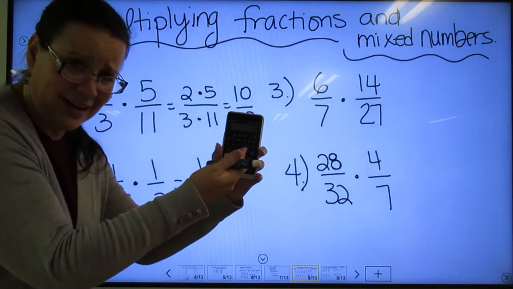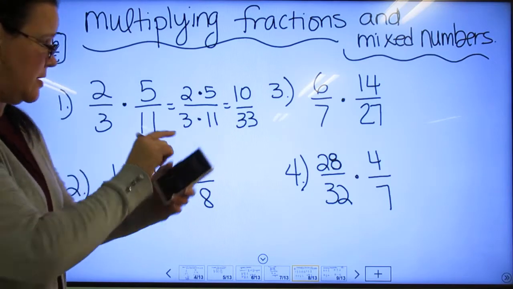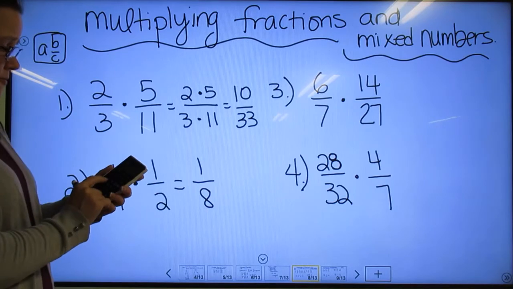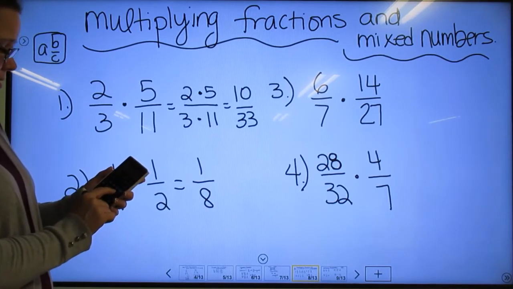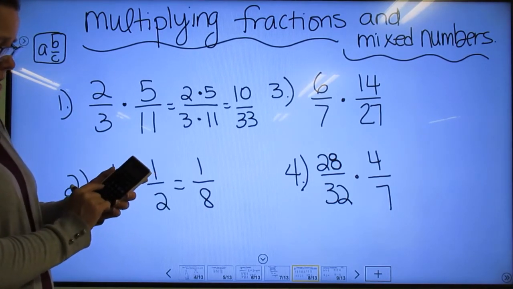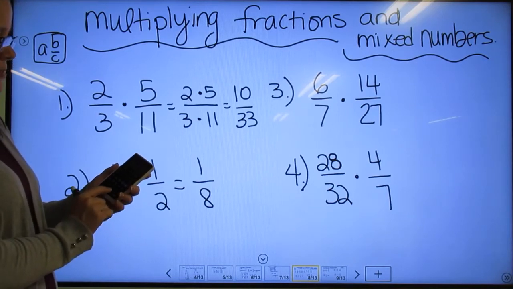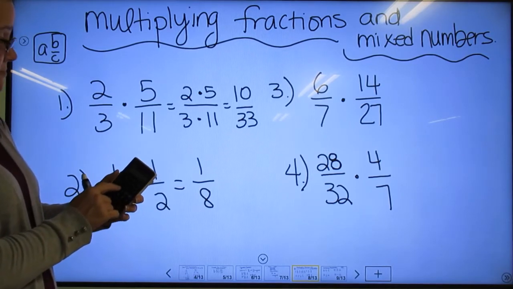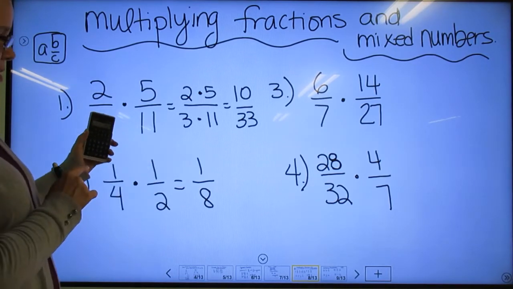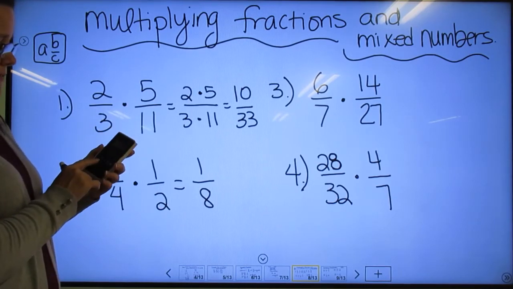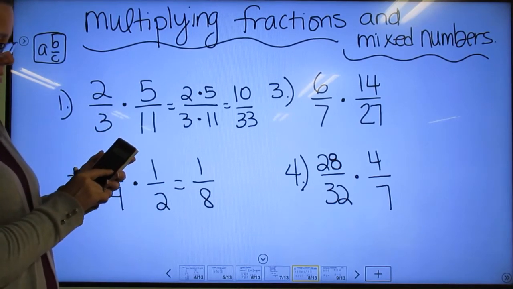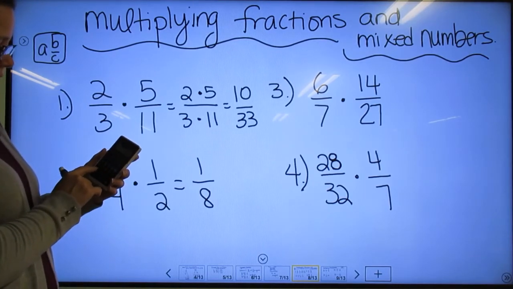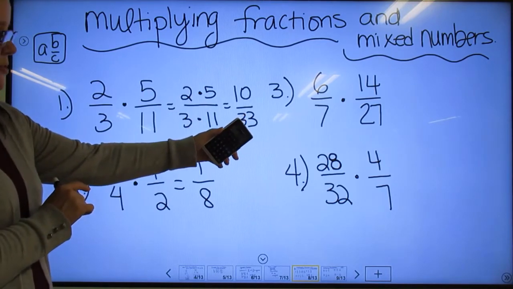However, the handy-dandy calculator comes in handy for this too, right? When they are single fractions like that. You do 2 ABC 3 times 5 ABC 11, equals. I put it in wrong. Happens. 2 over 3, 2 ABC 3 times 5 ABC 11, and that would give you 10 over 33.